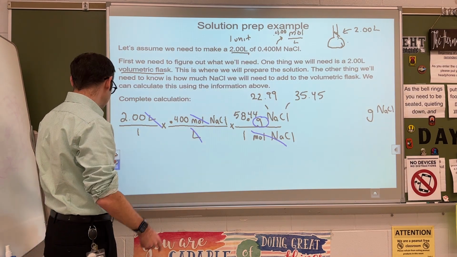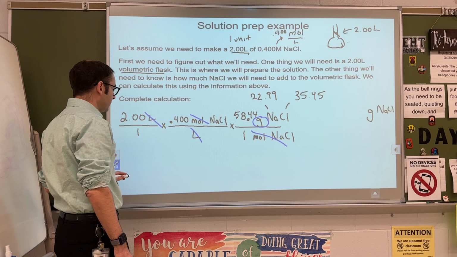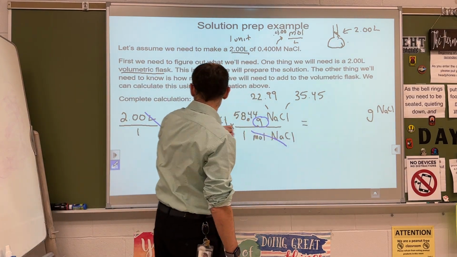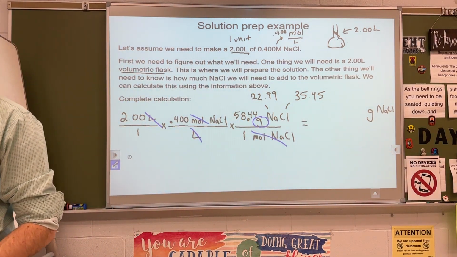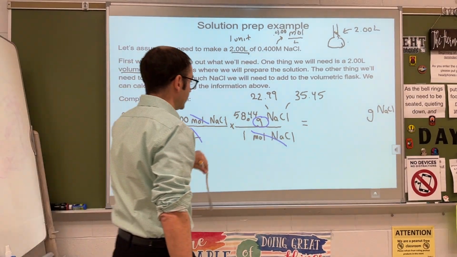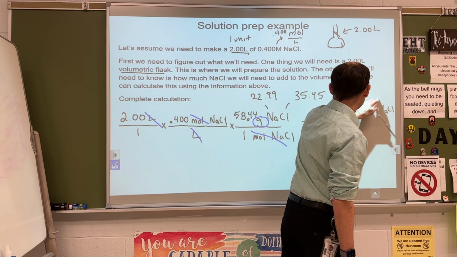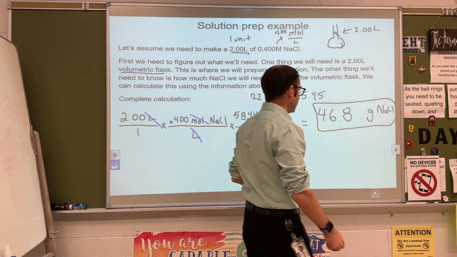So now we can plug this into our calculator and come up with our answer, which looks like it needs 3 sig figs. You guys help me out because you have a calculator. What do you got? I got 46.8. Yeah, that sounds good. 46.8 grams of sodium chloride.